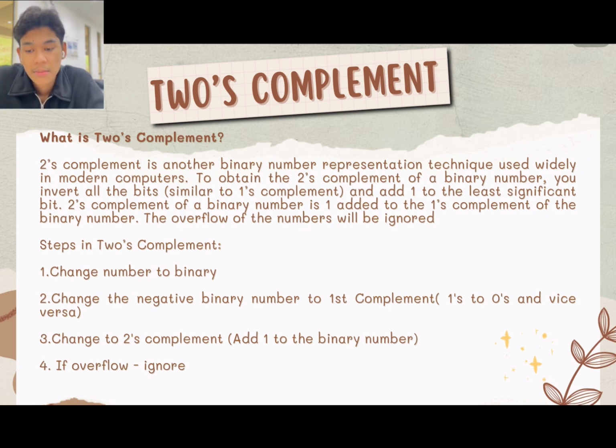Now, these are the steps when it comes to 2's complement. It's the same as before, but with a bit of a change. The first step is to change the decimal number to binary, like before, and then change the negative binary number to 1's complement, which means you change the 1's to zeros and zeros to 1's. Now, the third step is a bit different. We need to change it to 2's complement, meaning that after we change it to binary, we need to add 1 to the changed number, and after adding it together, we need to ignore the overflow if there's any.